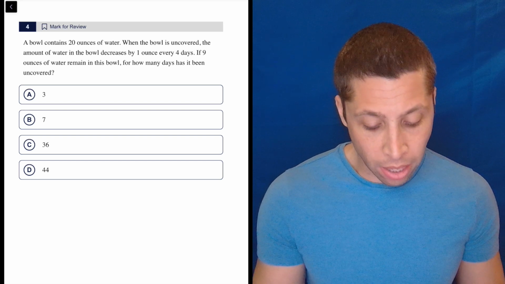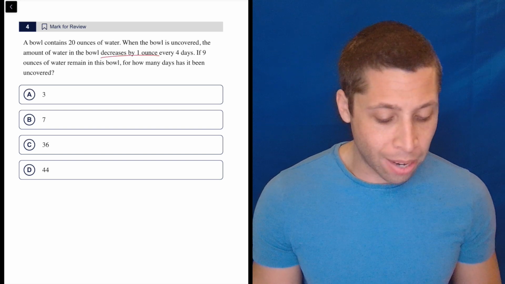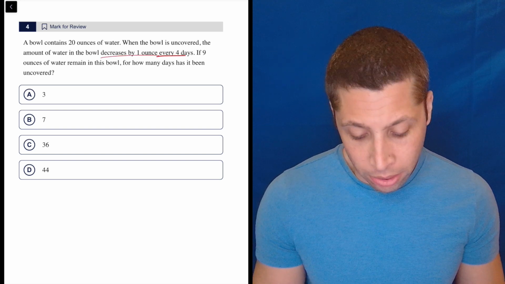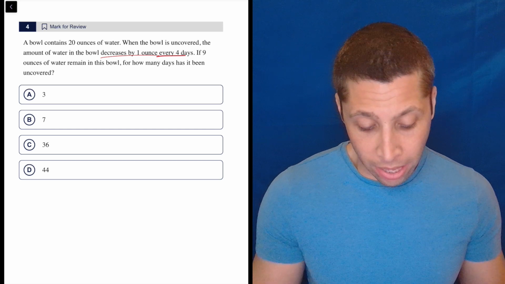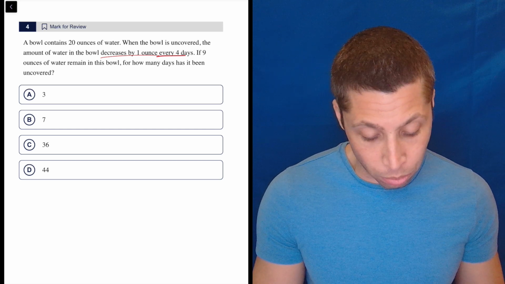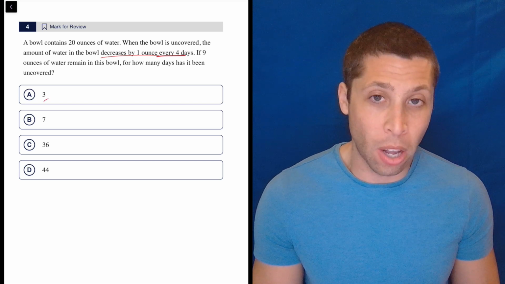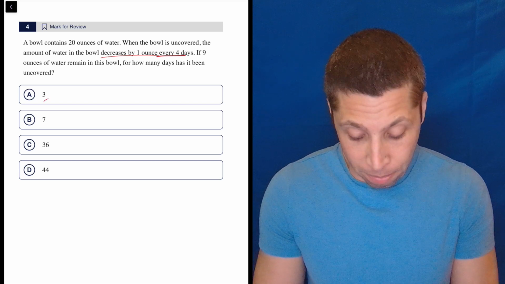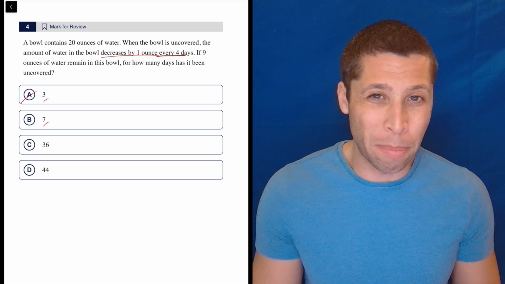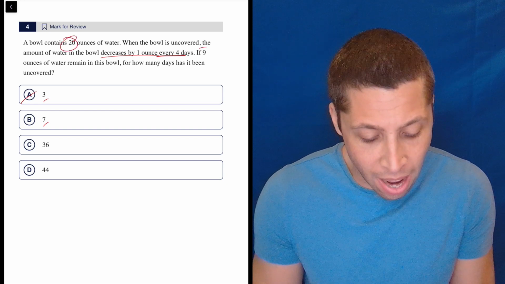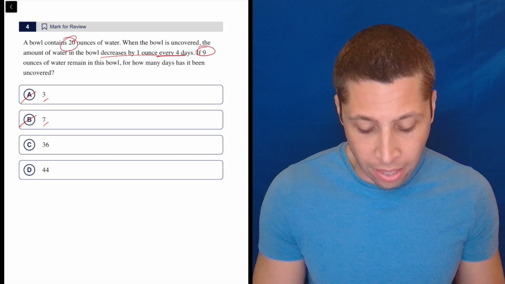So if it's uncovered and it decreases by 1 ounce every 4 days, then how many days has it been uncovered? Well, okay, every 4 days we lose an ounce. So let's just think about what's going to happen here. If we only did 3 days, we wouldn't even have lost anything. So that doesn't matter. And then 7 days is only going to be about an ounce and some change. So we go from 20 to 9. So just thinking about this kind of logically, that doesn't make any sense.